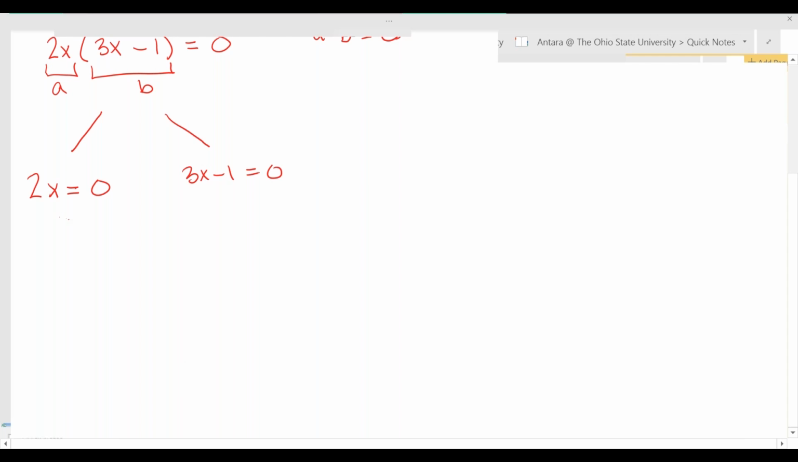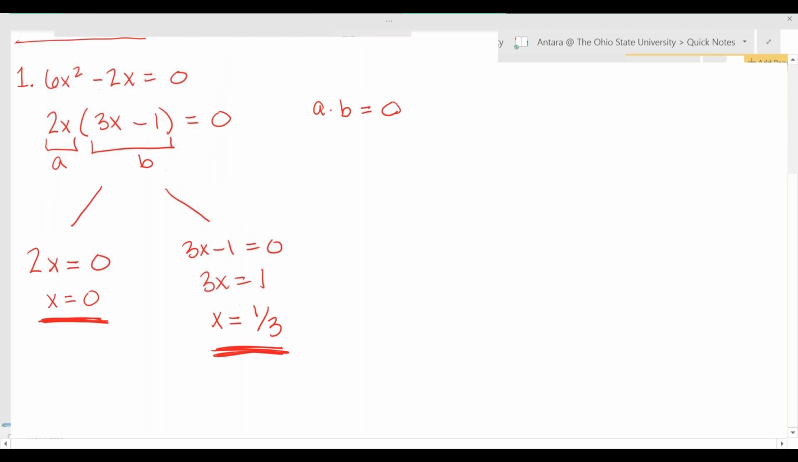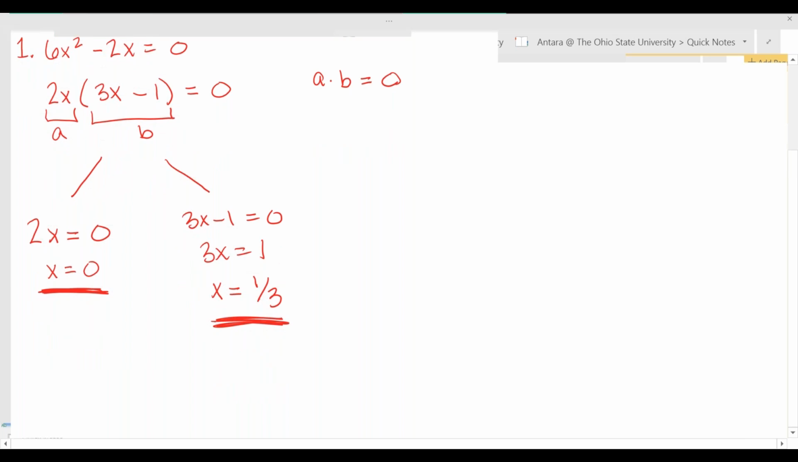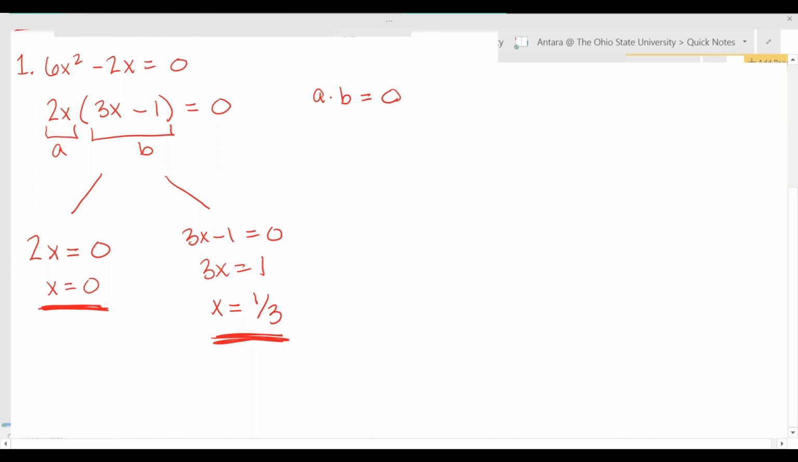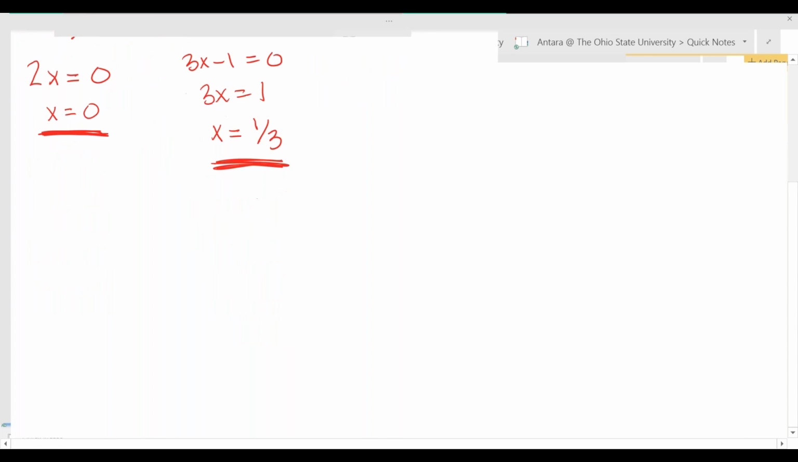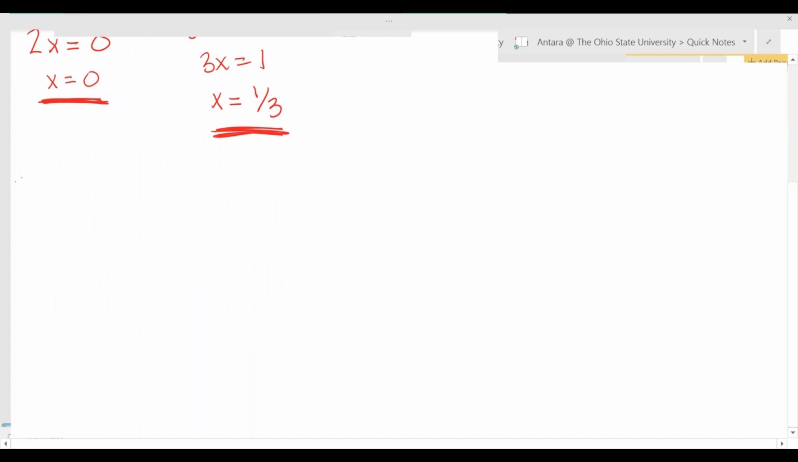On the left side, it's pretty easy. You're just going to divide over the 2, and 0 divided by 2 is 0. So we have one solution here. And then on this side, we're going to add the 1 to the other side, and then divide by 3. And then we get x equals 1/3. So this was a pretty easy example where we just had to factor out the greatest common factor. So basically, we'll move on to the next example, which is just slightly harder.